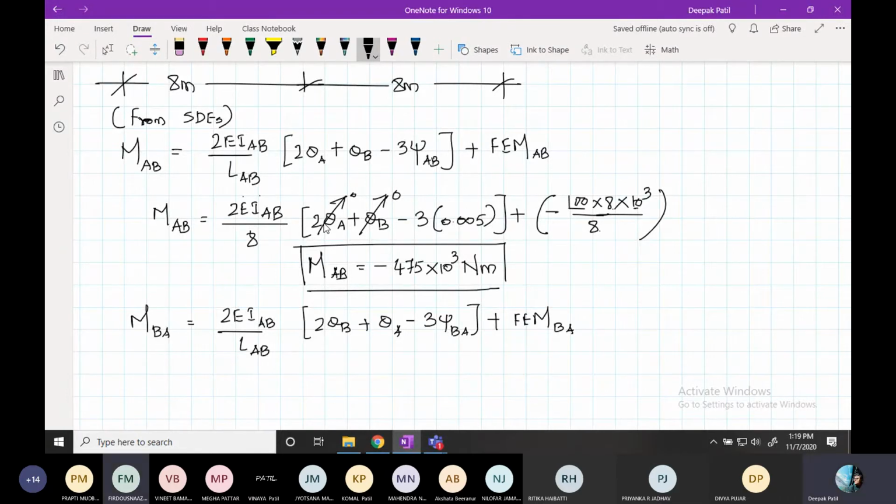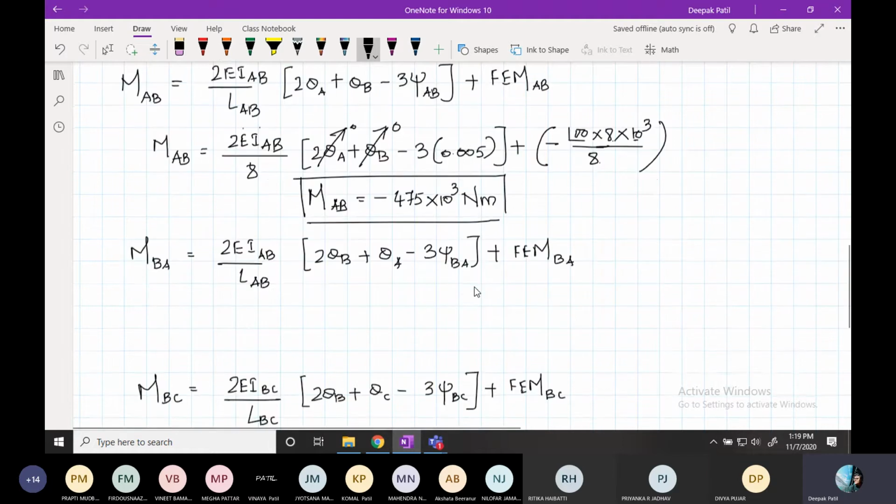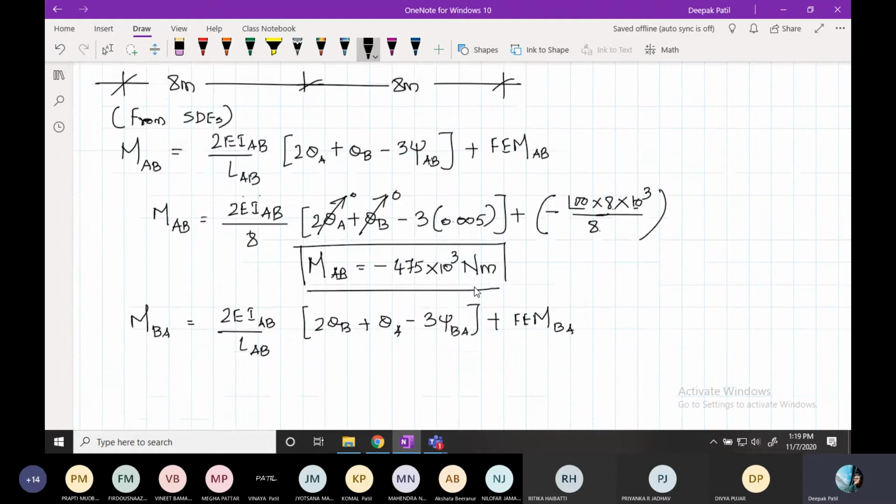Yes or no? Yes sir, you just substitute the values of E and I properly, with proper units, and you will get this answer. Okay, you can cross check the things later. Now, when I come to MBA, here also we are assuming both B and A as fixed.